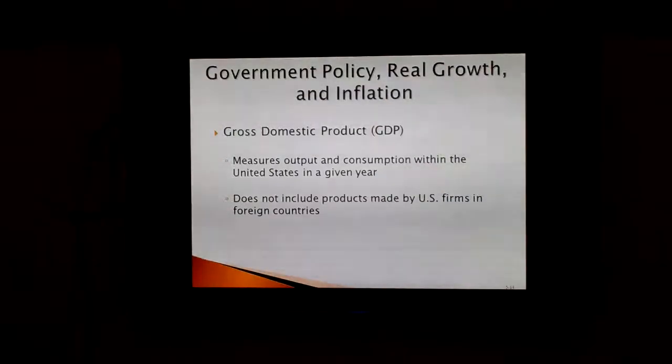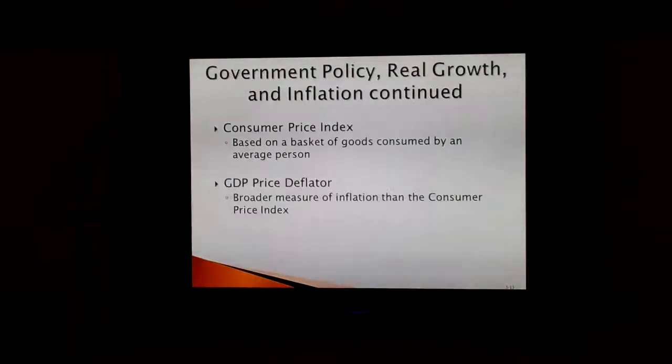Okay. Government policy, real growth and inflation. So GDP, gross domestic product, measures the output and consumption within the U.S. in a given year. Okay, what we output, what we sell, and what we consume. It does not include products made by firms in foreign countries. So it only includes what was made here. So if Apple's iPods are made in China, that doesn't count towards us.